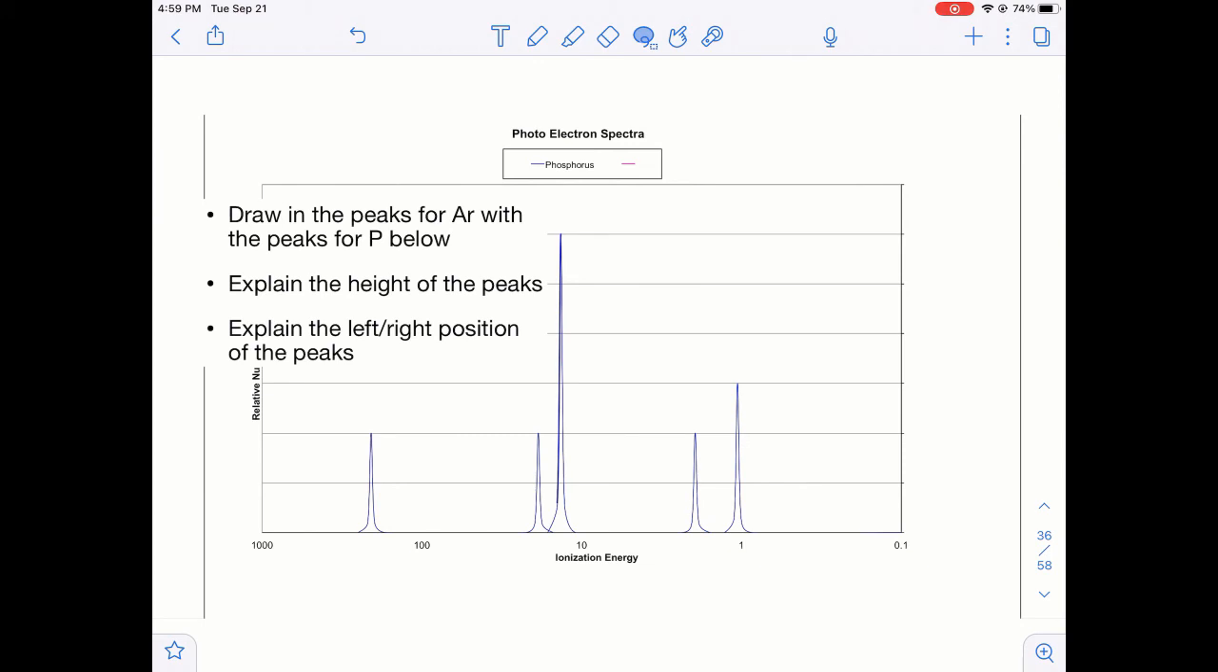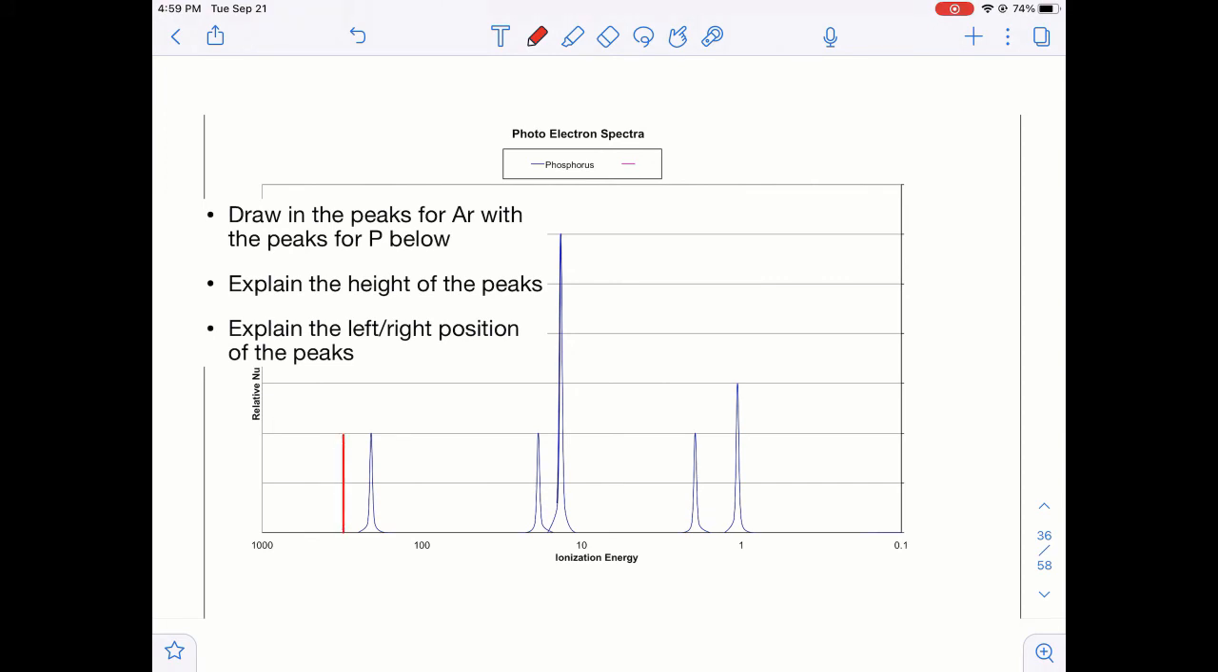Okay, so let's take a look. Because argon has more protons than the phosphorus does, by 3. It's got 18 versus phosphorus is 15. We are going to require more energy to remove the electrons for all of these because they're all going to have the same sublevels. It's just the difference is our p sublevel in the third energy level is going to have more electrons.